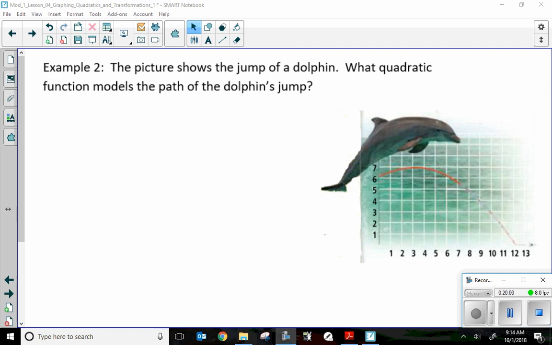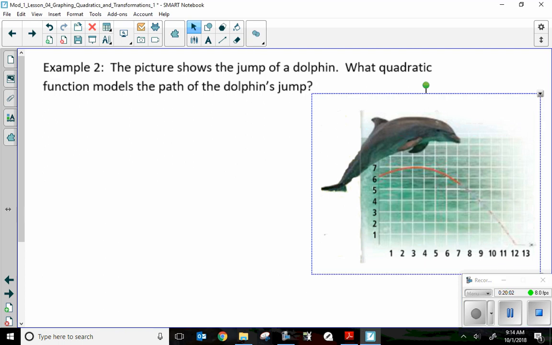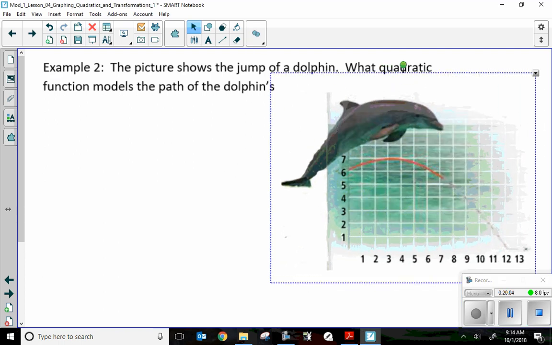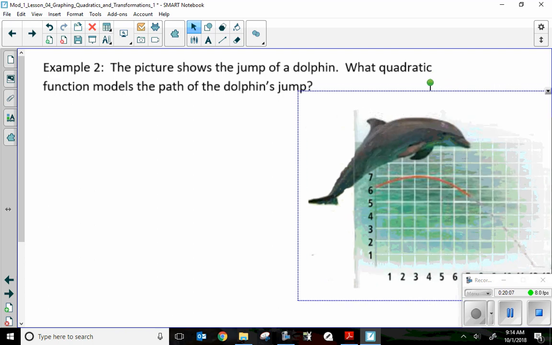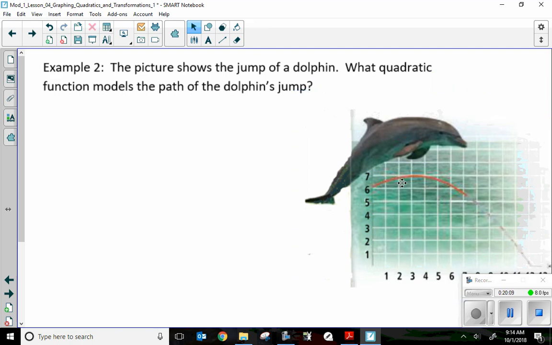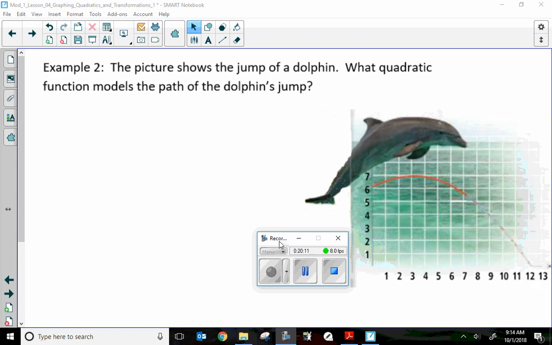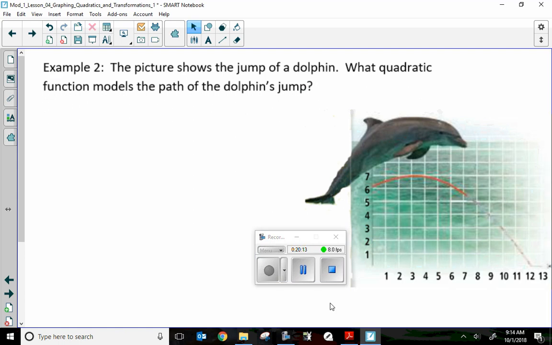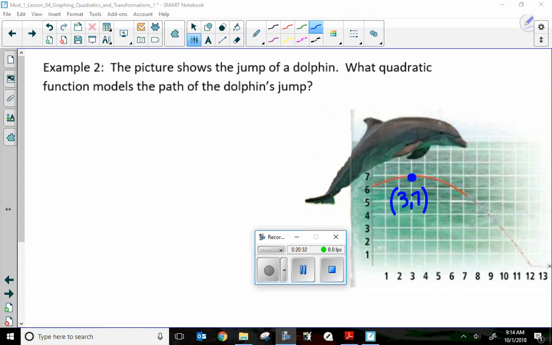Okay, this graph here, let me see if I got this here. This graph here shows the quadratic jump. Just make that a little bit bigger and move this kind of out of the way right here. All right. You have a vertex. I'm going to call it right here. That's at 3, 7. And then I'm going to have you use the points. Let's call it 9, 4.